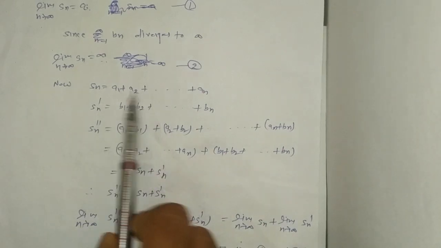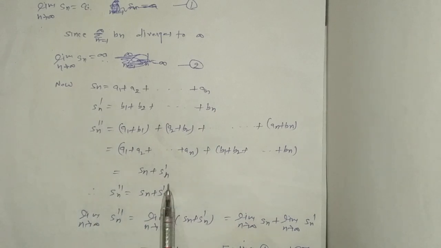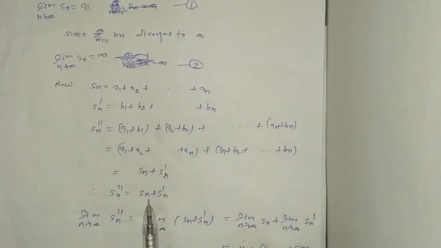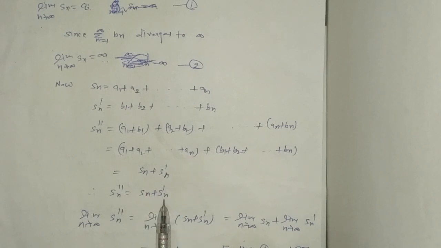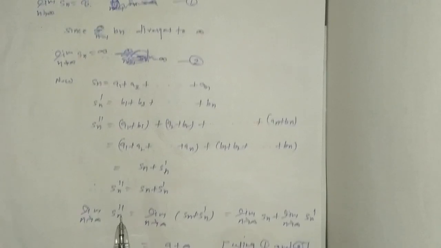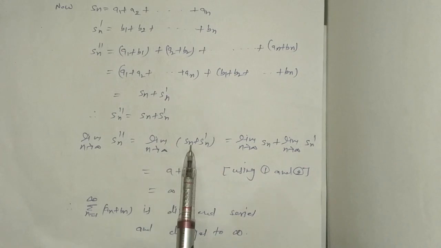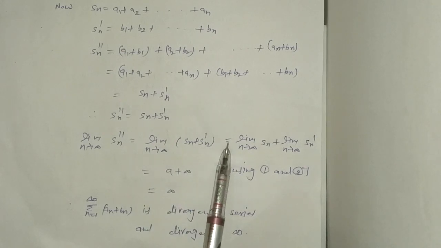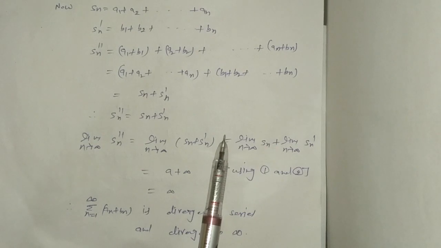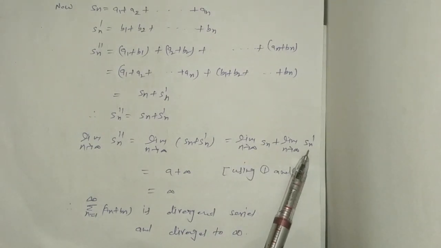That sum is equal to sn. That sum is equal to sn dash. So therefore we have sn double dash is equal to sn plus sn dash. Now taking limit n goes to infinity on both sides, we have limit n goes to infinity sn double dash, which is equal to limit n goes to infinity sn plus limit n goes to infinity sn dash.